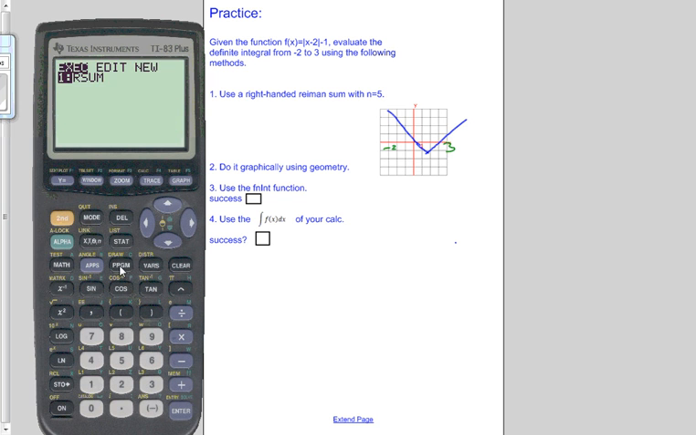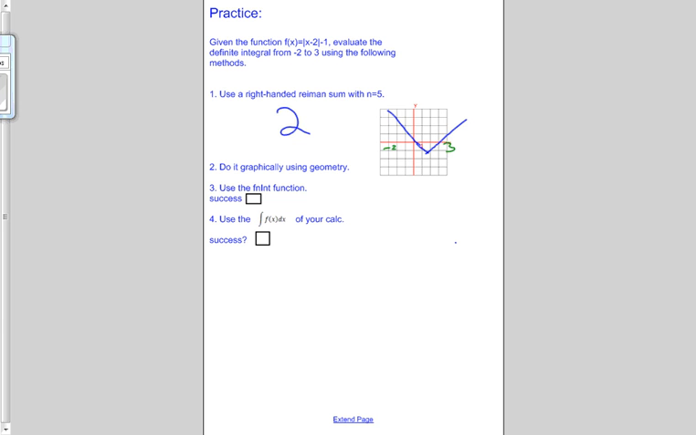So we get our function into our y1, and then we quit out and go to our program, Riemann sums. Our left bound is -2. Our right bound is 3. For x choice, since we're doing a right-handed Riemann sum, our x choice is going to be 1. We want to have n equals 5, and it's going to approximate the area for us at 2. So that's our Riemann sum approximation.